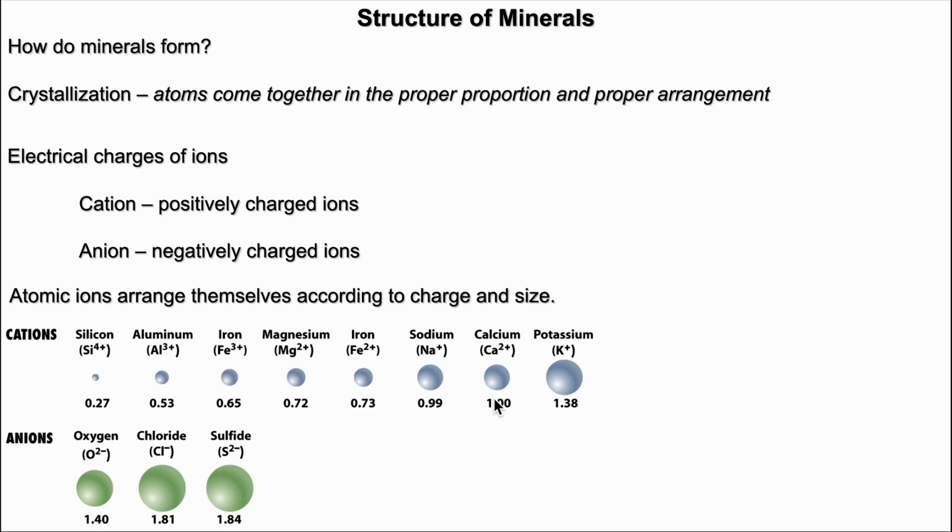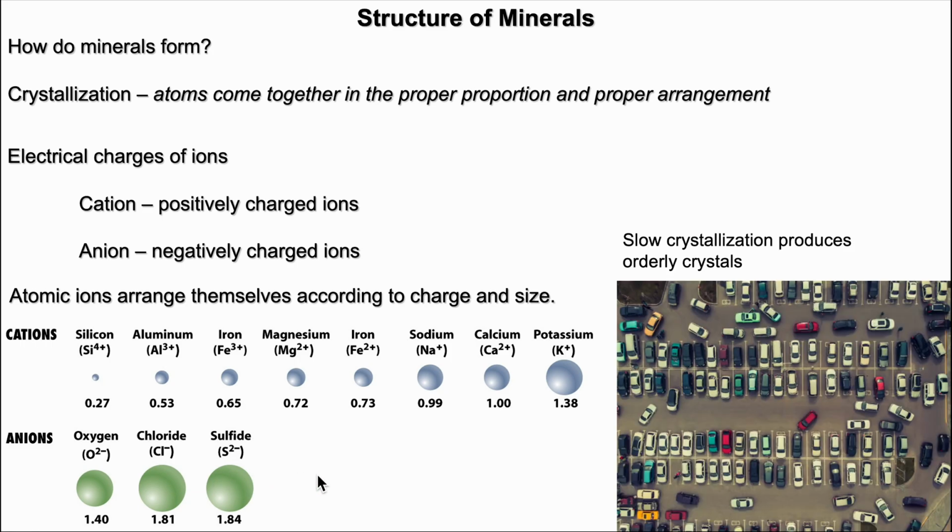Here we have some common cations and anions: silicon, aluminum, iron 3+, magnesium, the slightly larger iron 2+, sodium, calcium, and potassium. The anions that are most common in the Earth's crust are oxygen, chloride, and sulfide. Now, these should come together in a specific fashion in a specific mineral.